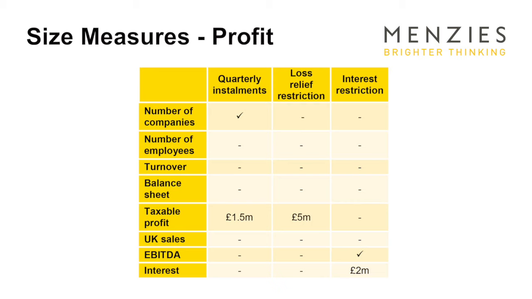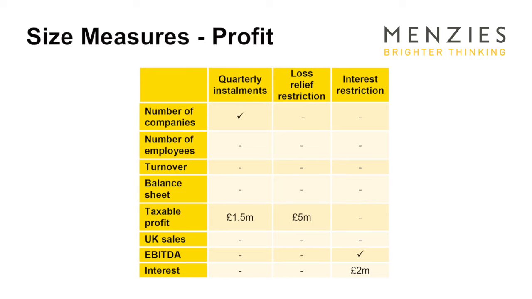The quarterly instalment regime determines the timing of tax payments. To assess whether quarterly instalments apply, it's necessary to divide the taxable profit limit of 1.5 million by the total number of companies in the worldwide group. The key here is to assess how many companies to include, which could be difficult where group structures are complex. For companies moving from a single tax payment to quarterly instalments, early identification is key to help manage cash flow and mitigate late payment interest.